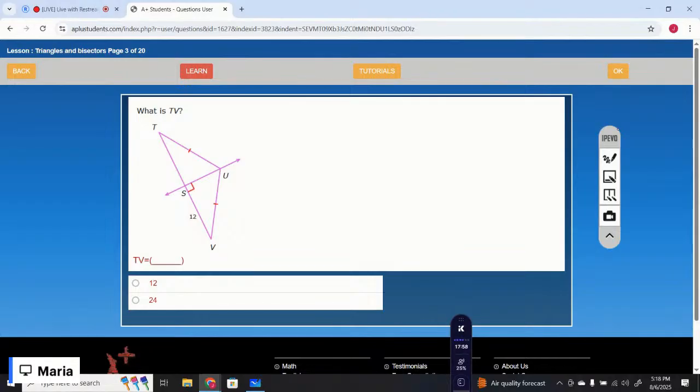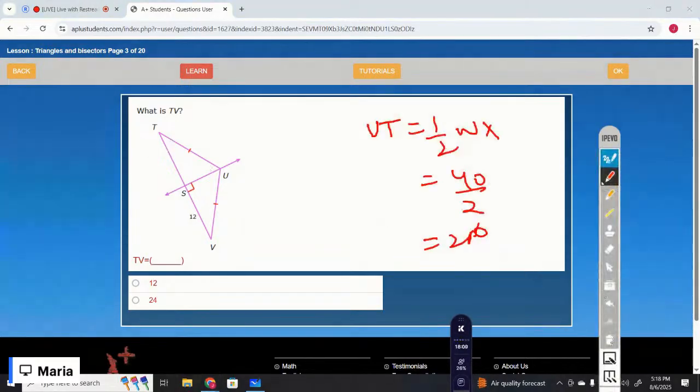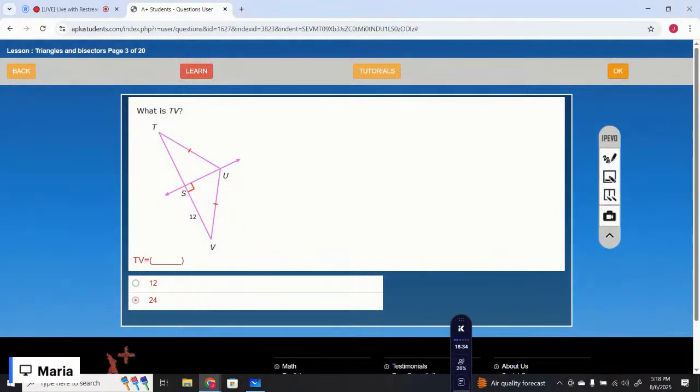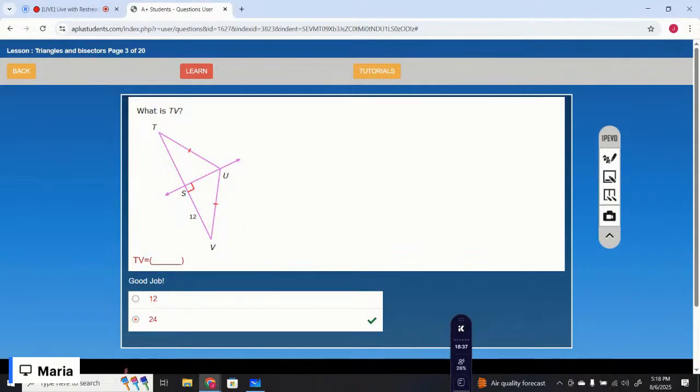What is TV? SV equals 12. So then ST also equals 12 because S is the midpoint of TV, so that also equals 12. So 12 plus 12 is 24. Option number 2 is the correct option. 24 it is.